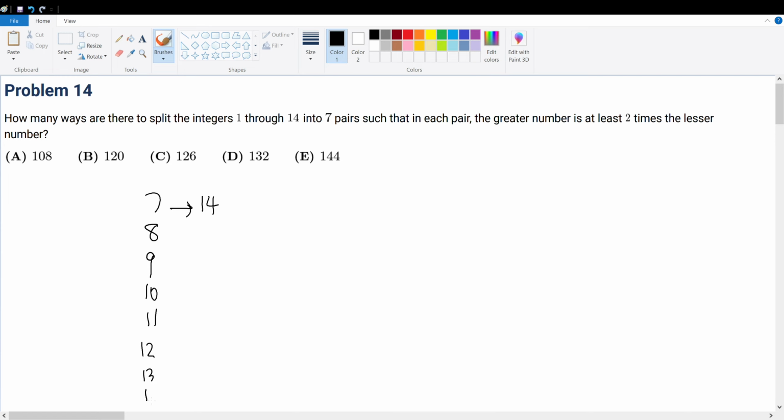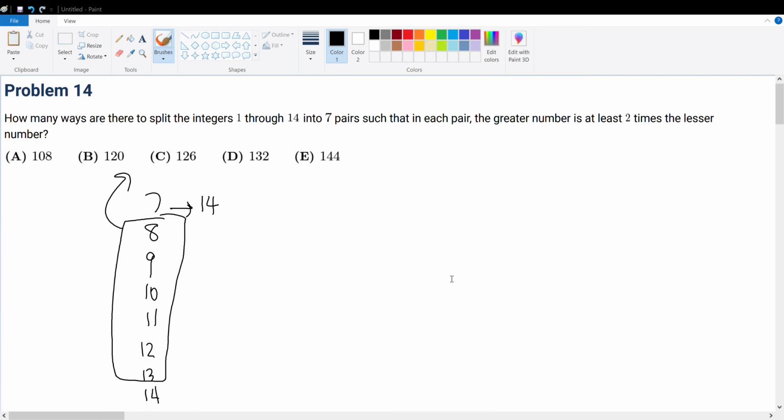Well, notice that 8 times 2 is already 16. So that means that these numbers, 8, 9, 10, all the way to 13, because 14 is taken, must pair with numbers other than amongst themselves. They must pair with the ones that are less than 7. Given this understanding, we can enumerate one by one.